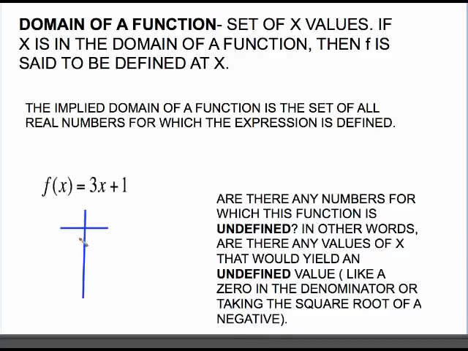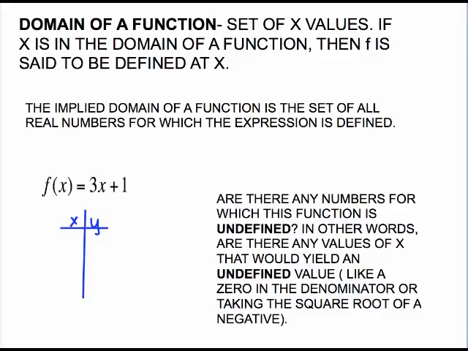In other words, if I do the little t-chart over here, are there any numbers I can't use for x? No matter what number I put in for x, I get a defined value. I can use whole numbers, negatives, fractions, decimals, and no matter what number I use for x, I'm going to get a defined value for y.